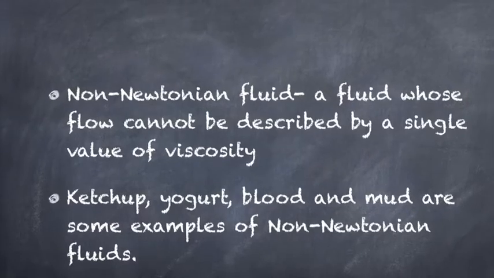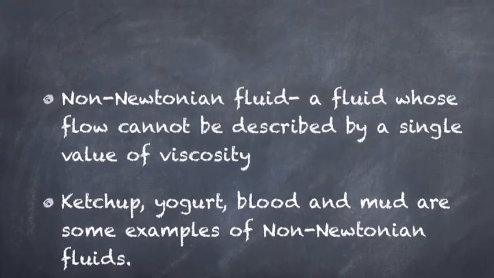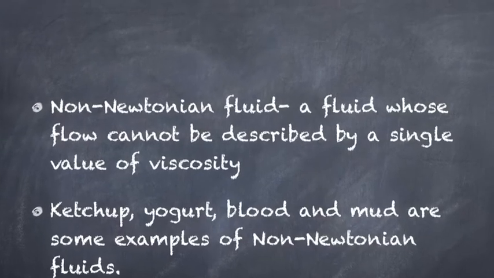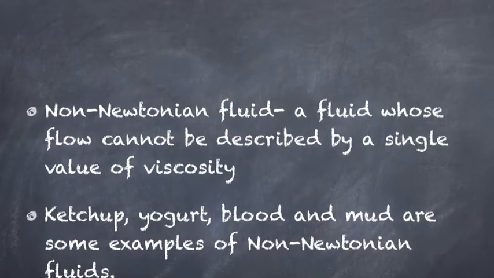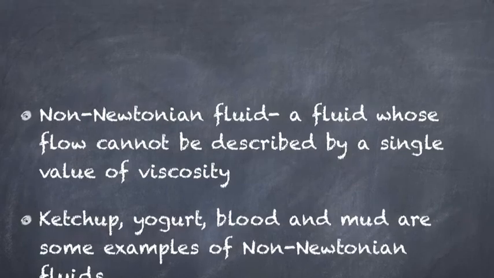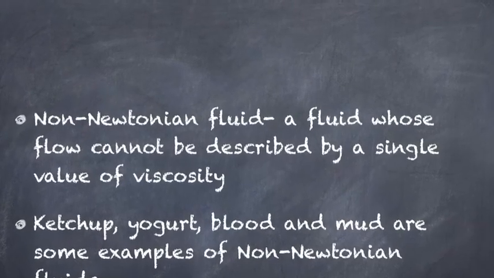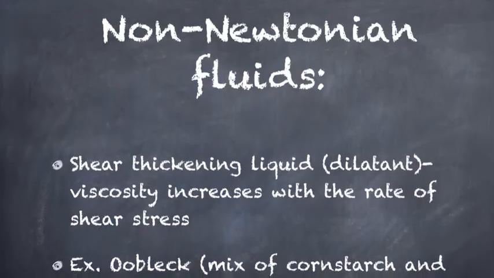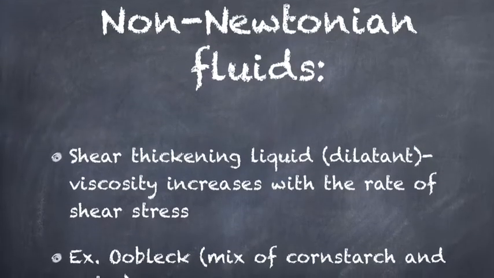A non-Newtonian fluid is a fluid whose flow cannot be described by a single value of viscosity. Ketchup, yogurt, blood, and mud are all some examples of non-Newtonian fluids. There are 5 different types of non-Newtonian fluids.